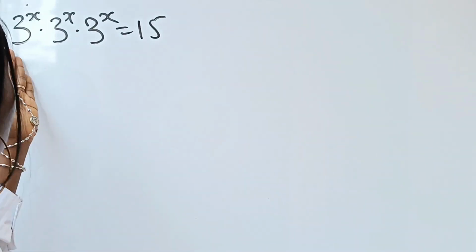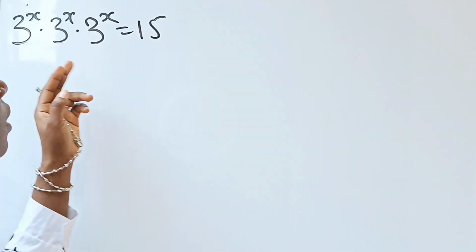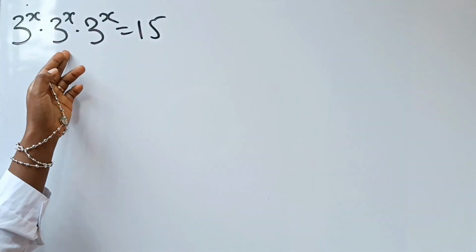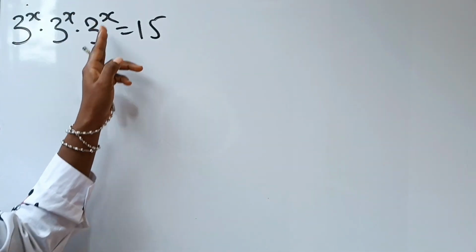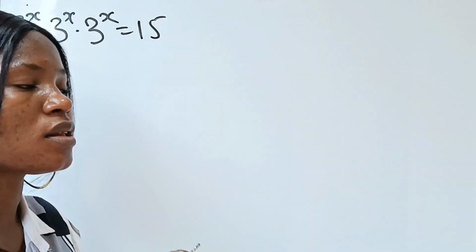So let's quickly solve for the value of x. 3 to the power of x multiplied by 3 to the power of x multiplied by 3 to the power of x is equal to 15.